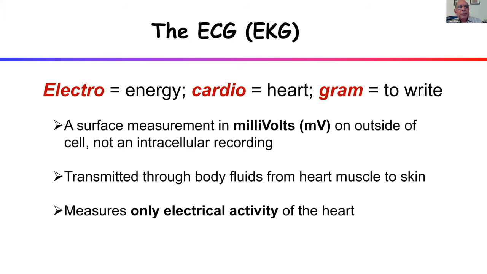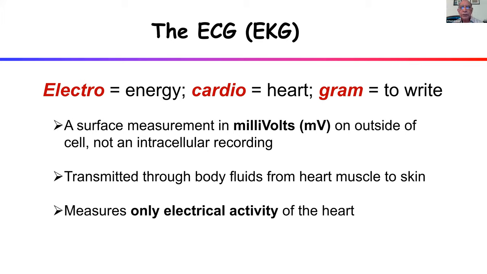What does ECG mean? In this part of the world we know it as ECG, but in many parts of the world it is termed EKG. Electro means energy, cardio means heart, and gram means to write. This is a surface measurement of millivolts outside the cell, not an intracellular recording, transmitted through body fluids from the heart muscle to the skin, and it measures only the electrical activity of the heart.